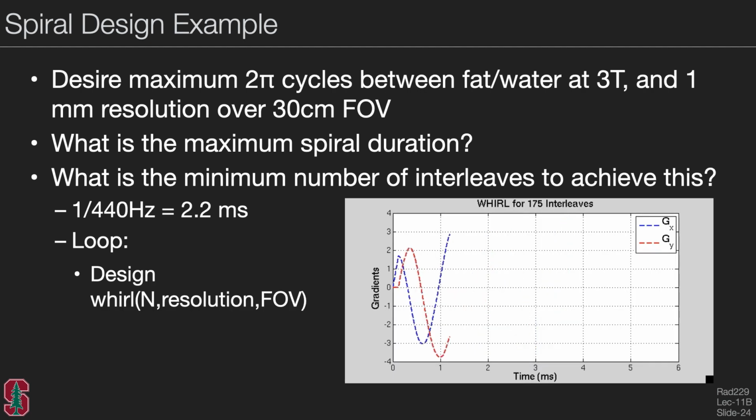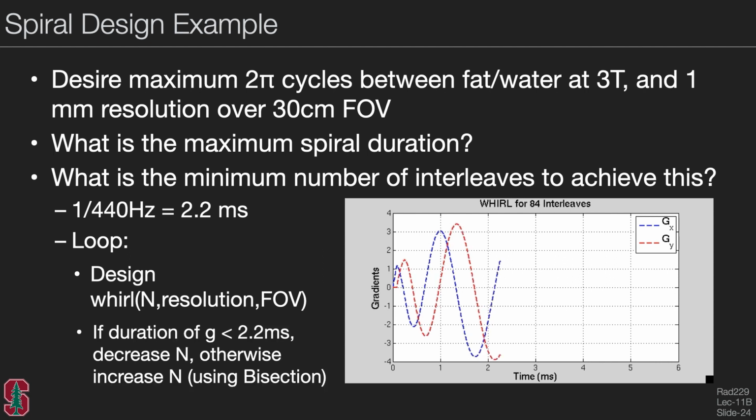So what we can do is some looping here, where we loop over the design, and if the duration is too small, we decrease the number of interleaves, and otherwise we increase the number of interleaves. We basically do a bisection algorithm, and this allows us to very quickly reach the desired length of the spiral and number of interleaves.